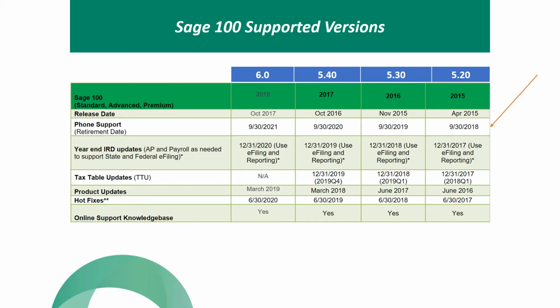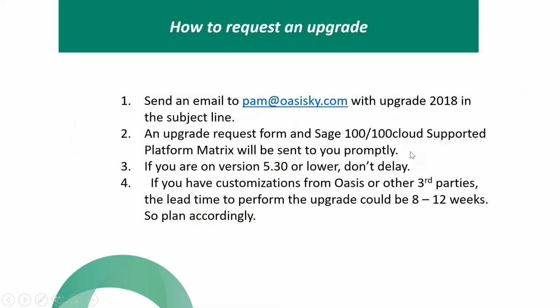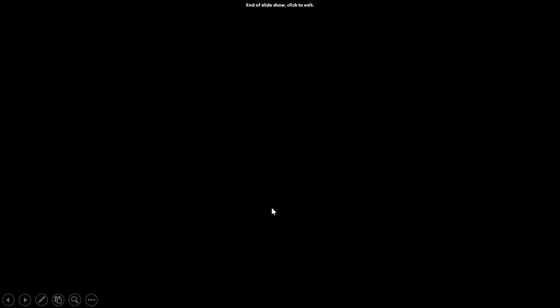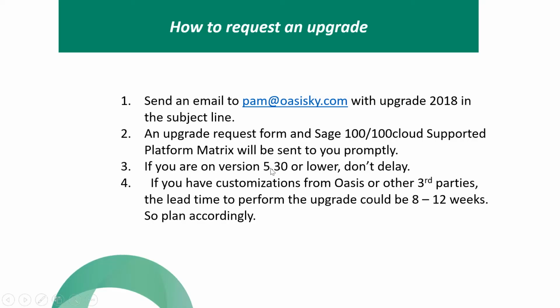If you're on payroll, it's a little too late to get you upgraded before the end of the year, but it's not too soon to request an upgrade when we start early next year. So if you want to request an upgrade, just send me an email with Upgrade 2018 in the subject line, and I will send you information with the request form and also the supported platform matrix that will tell you what the minimum requirements are for your server, your OS, and your workstations, so that you can make sure that your hardware is compatible before we actually schedule an upgrade.